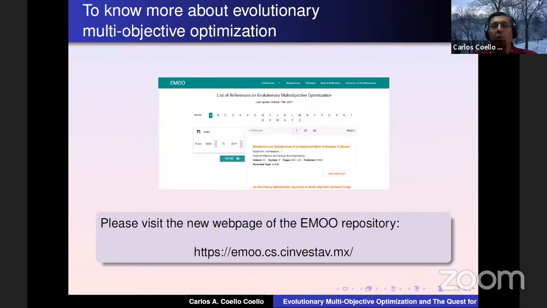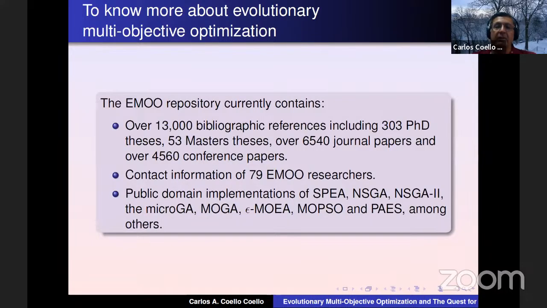If you want to know more about EMO, you're welcome to visit the EMO repository, which is available online. It has a large database of bibliographic references, over 13,000, which include more than 300 PhD theses. My PhD thesis was number 5 in the field.